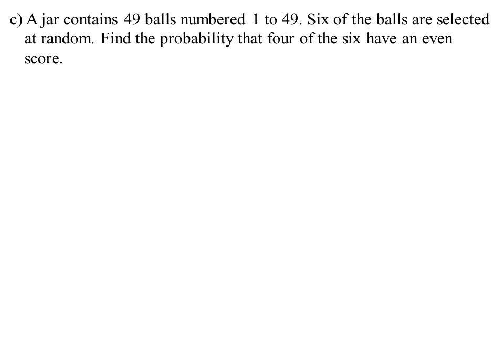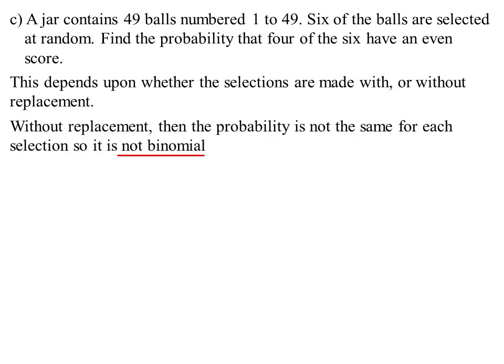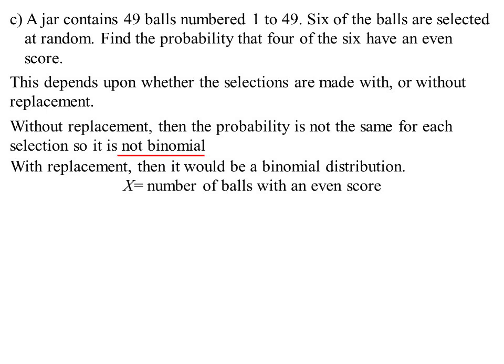Jar's got 49 balls, numbered 1 to 49. 6 of the balls are selected at random. Probability that 4 of the 6 have an even score. Now this one here really depends. Are we putting the balls back in? Or are we not? Remember, binomial probability had to be with replacement. So it really just depends. So if it's not replacement, then no, it couldn't be binomial because the probability will change each time you pull a ball out. But if it is with replacement, then yes, we could model this with a binomial distribution.